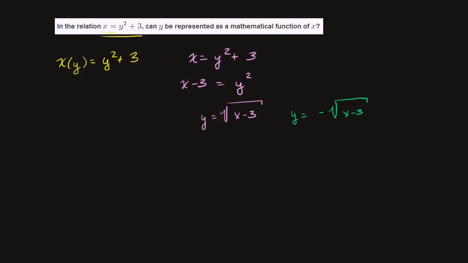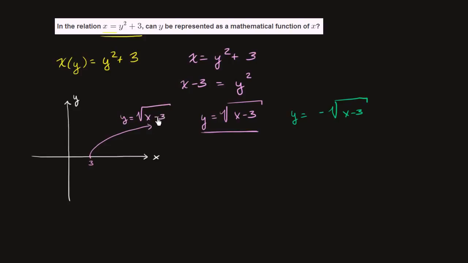So this is a situation here where for a given x, you could actually have two y values. Let me show you. Let me attempt to sketch this graph. So let's say this is our y-axis. Let's sketch, I guess I could call it this relation. This is our x-axis. And this right over here, y is the positive square root of x minus 3. That's going to look like this. So if this is x is equal to 3, it's going to look like this. That's y is equal to the positive square root of x minus 3.